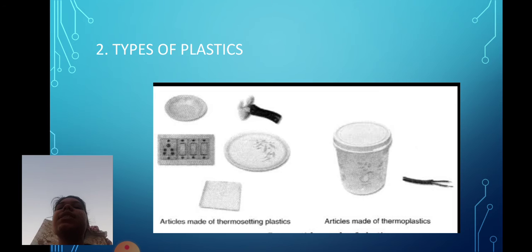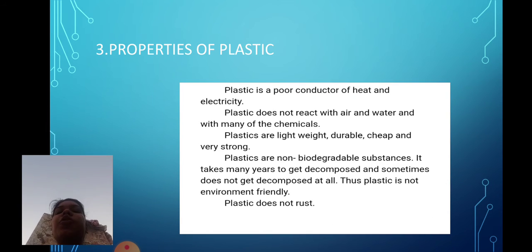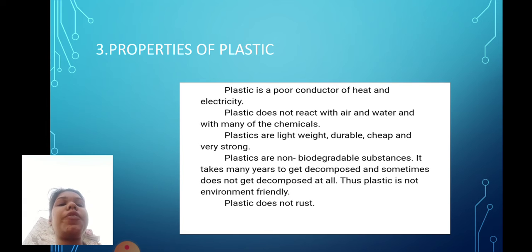How many types of plastics are there? Yes, there are two types of plastics. List some properties of plastic. Yes. Plastic is a poor conductor of heat and electricity. Plastic do not react with air and water and with many of the chemicals. Plastics are lightweight, durable, cheap and very strong.